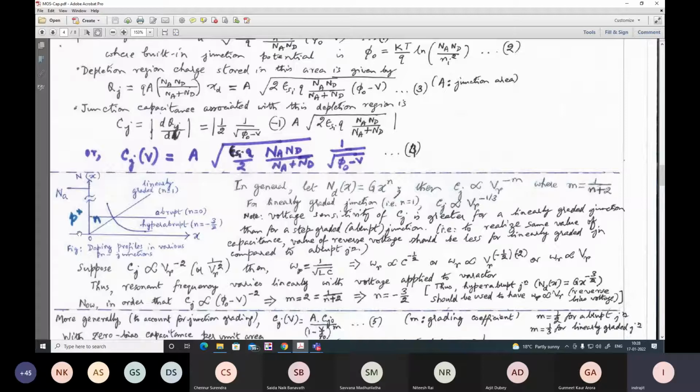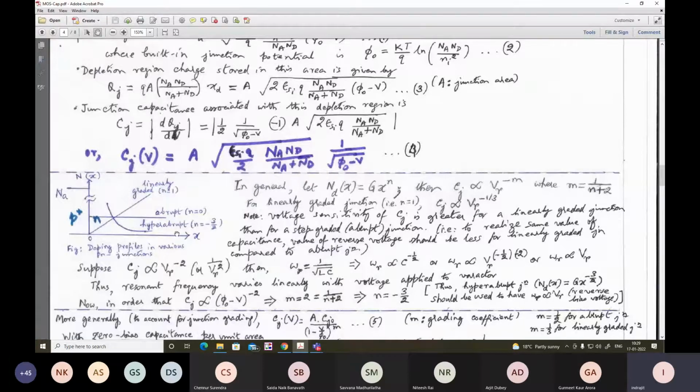So with linear grading, if we write the expression, the distance we are varying from the actual junction, on my right is the positive x-axis, we write it as g times x to the power n. If n is 1, we call this a linearly graded junction. If n is 0, then we call it the step graded, abrupt graded junction. And also we can have n having different values.